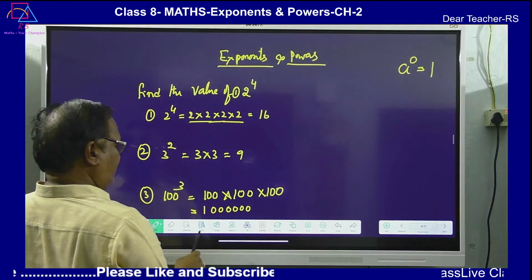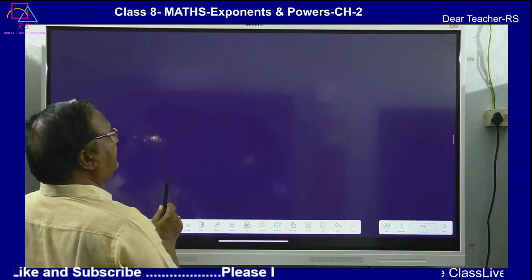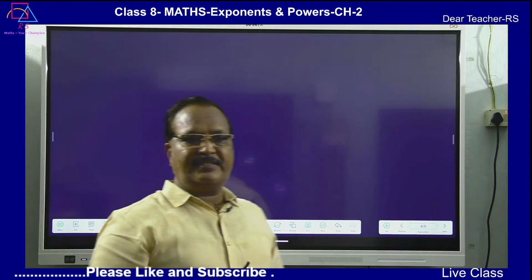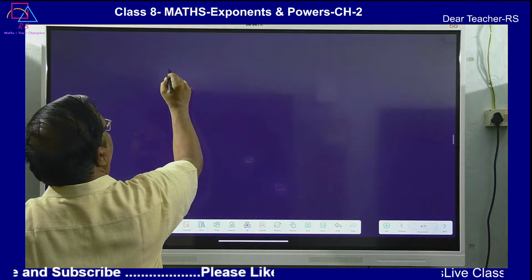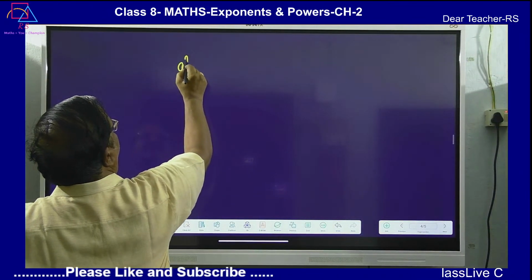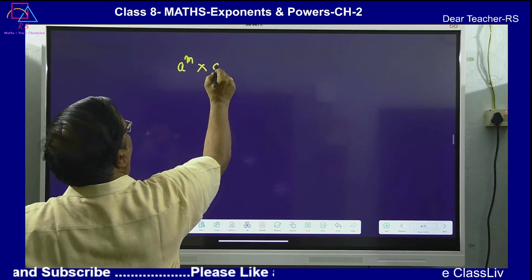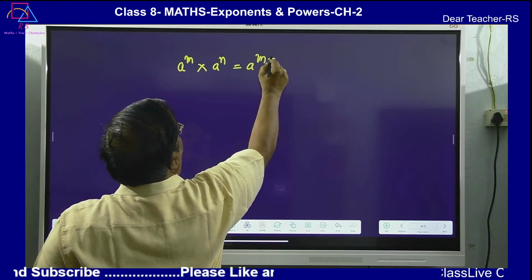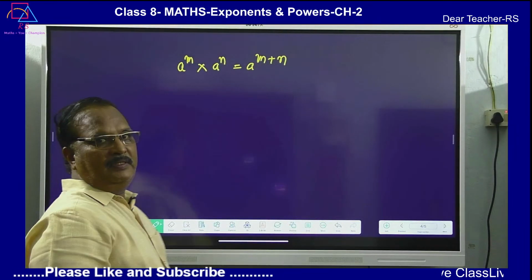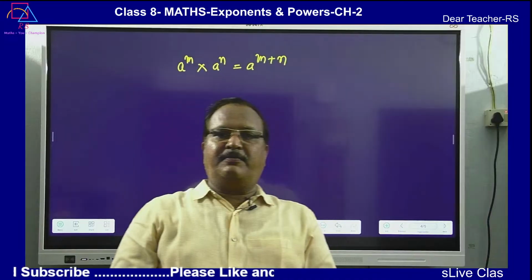This is the value of the first formula, right? So the second formula. First formula is a to the power of m. Second formula is a to the power of m into a to the power of n is equal to a to the power of m plus n.